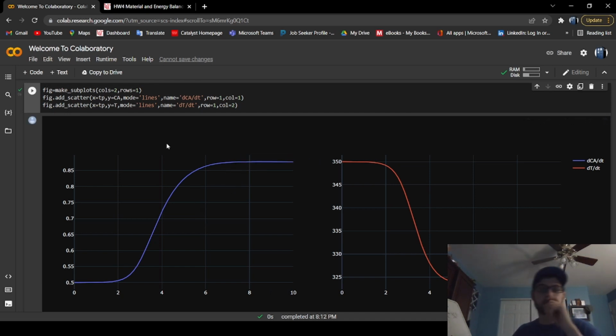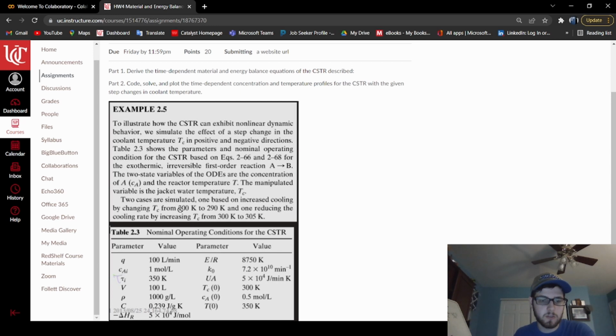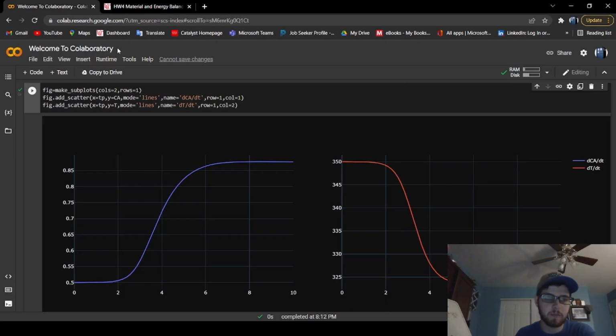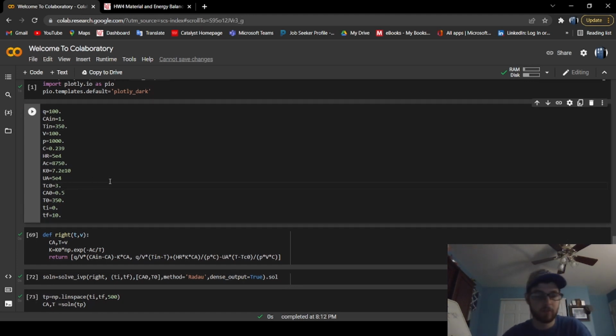Okay, and so the next part of this homework, which is outlined right here, this is where I got all these values from, is to, well, I can't highlight it, but I'm going to drop the temperature to 290K and see what happens, and then I'm going to raise it to 305K and see why chemical engineers get paid so much. All right, so I believe the thing to do is change this cooling temperature down to 290 and see what happens when you play with it.